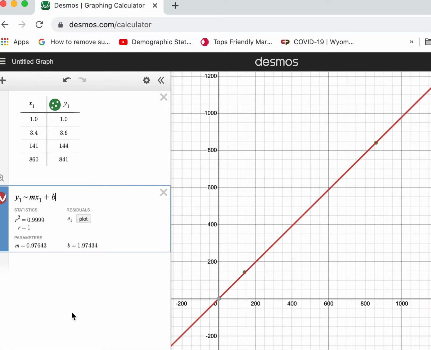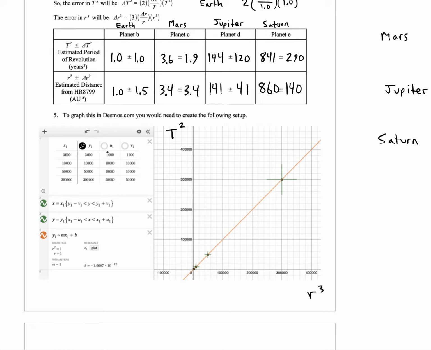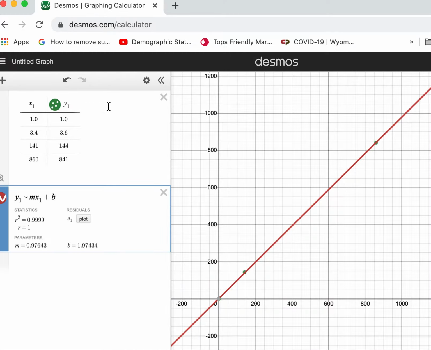All right, so let's try to draw the error bars as well, though. So it tells you here in the lab to just come up with a new column for u and v, which is the uncertainty in each of those things that we plotted. And we're going to want to put these uncertainties in for those columns. Okay, we'll do U1. I'll turn it off so it doesn't display right now. But U1 can be the uncertainty in R cubed.